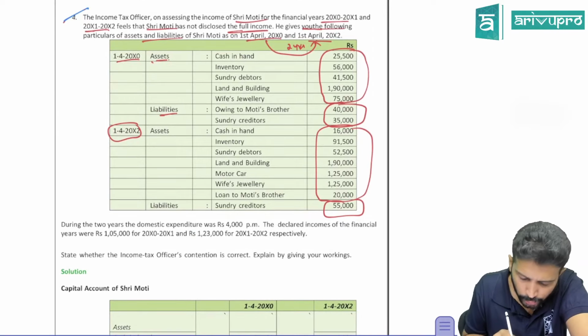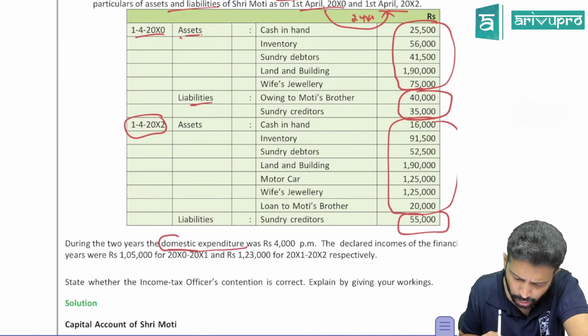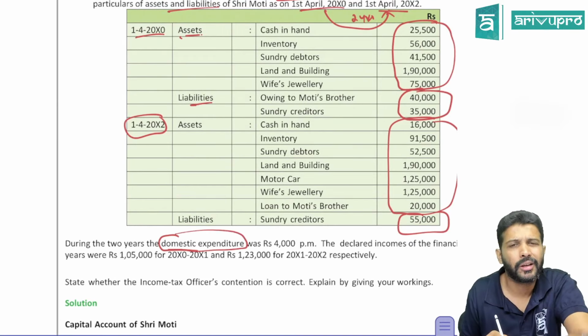During the 2 years, domestic expenditure means personal expenditure. That is nothing but your drawings. It is how much? 4,000 every month. Here we are working with 2 years of data, so be careful. Don't multiply this by 12; rather, you should multiply with 24. The declared income for financial year X0-X1 was 1,05,000, and for X1-X2 it is 1,23,000. This much we have shown as income in our income tax return. And the IT officer feels that is not our income. Income is much more.